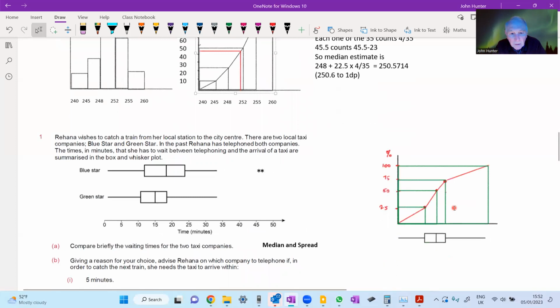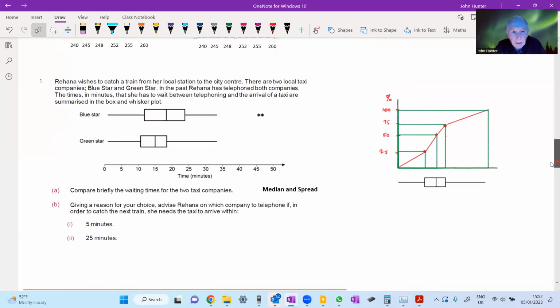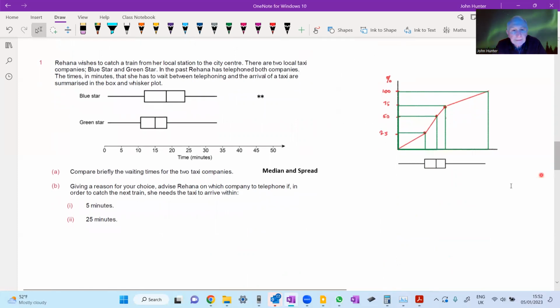Okay, so that is that. And I think we'll just have a look at one more example here. Rihanna wishes to catch a train from her local station to the city centre. There are 2 local taxi companies, Blue Star and Green Star. In the past, Rihanna has telephoned both companies. The time in minutes that she has to wait between telephoning and the arrival of a taxi is summarised in the box and whisker plot.